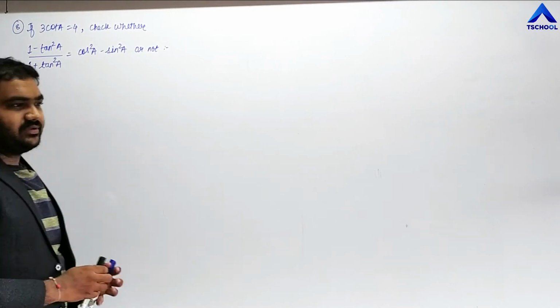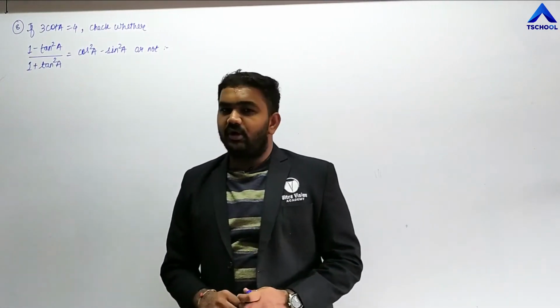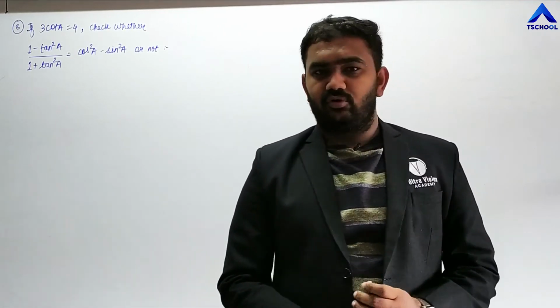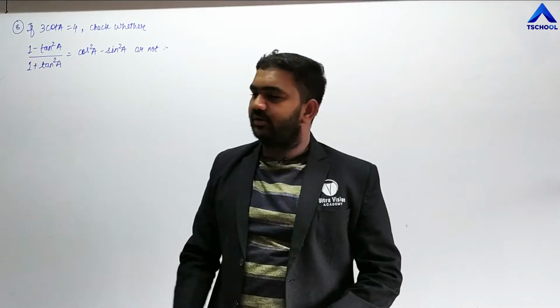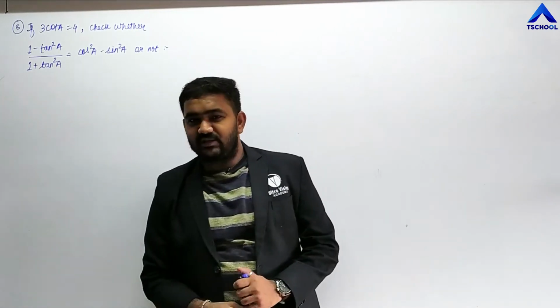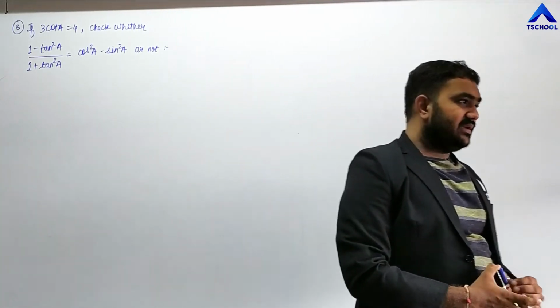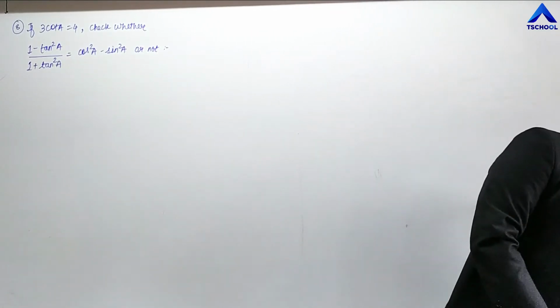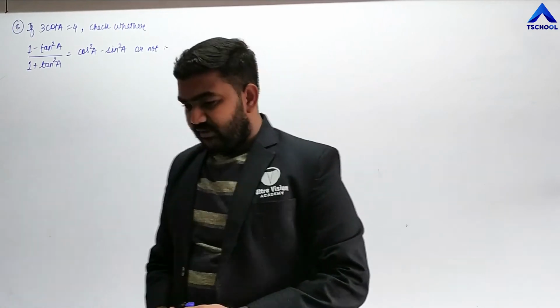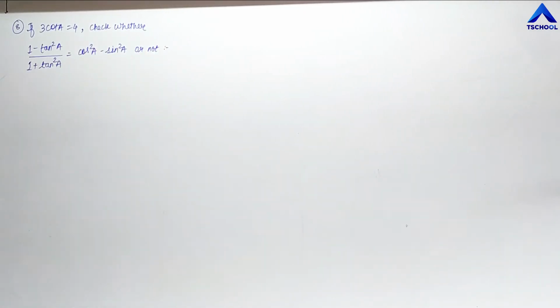I am having a question that if 3 cot A is equals to 4, then check whether this identity holds true or not. That means 1 minus tan square A upon 1 plus tan square A is equals to cos square A minus sin square A or not. You need to check whether this holds true or not.